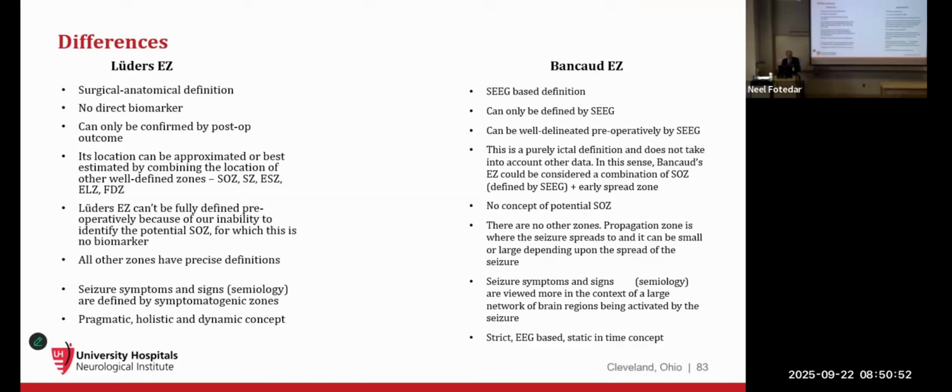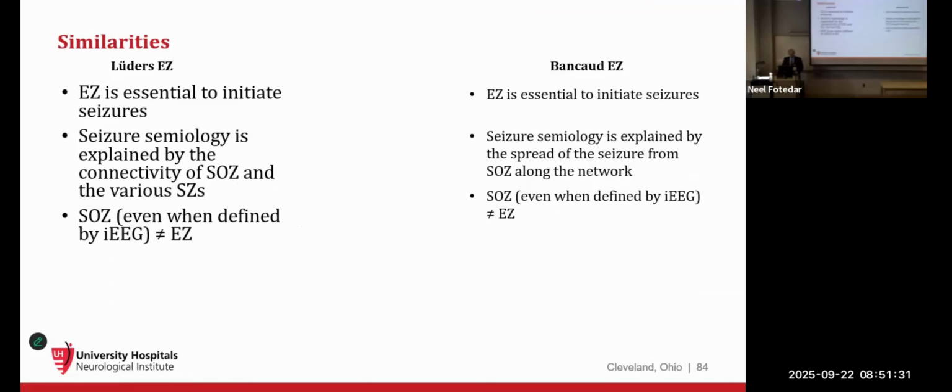The seizure semiology is defined by the symptomatogenic zones. And the Van Coe, I think they're saying the same thing. They just use the word network, but there are some fundamental differences there as well, which are important. The Luders definition is pragmatic, it's holistic, and it's a dynamic concept. Some people think it's static and two-dimensional. I don't know how they got that. Just because most work was done using ECoG does not mean that we think of the epileptogenic zone as a two-dimensional concept. That's not true. And the Van Coe epileptogenic zone is strictly EEG based, and it's defined static in time. So you don't think about the future. There's no potential seizure onset zone there.